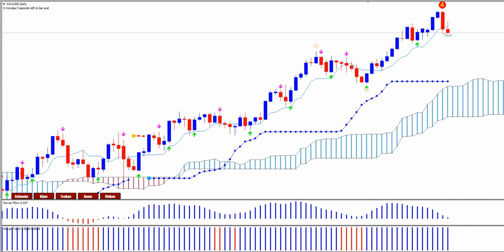Okay guys, today I'm going to cover support and resistance made easy, how to trade using the Novak trading system, multiple time frame, entry, and lastly trading signals result.